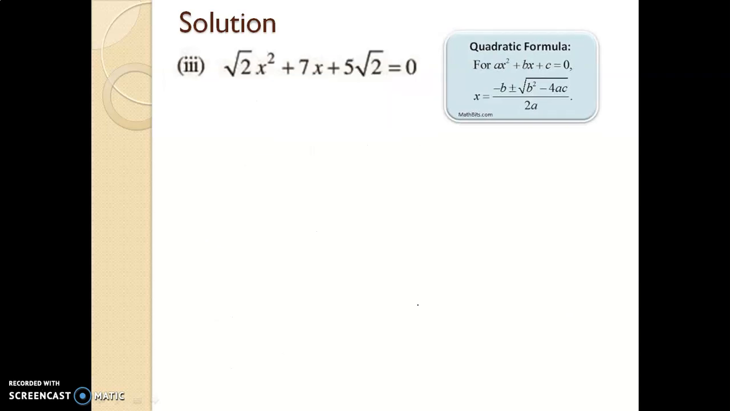So let us see the remaining examples, that is the remaining subdivisions, in the next video.